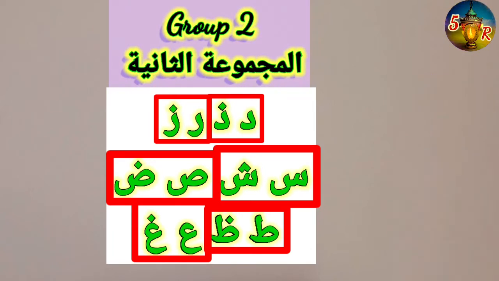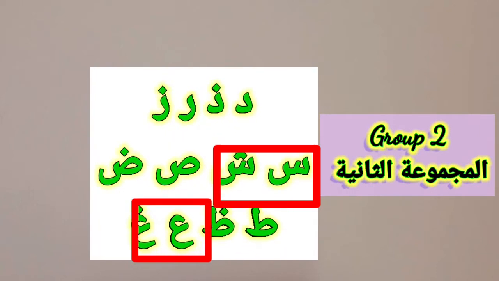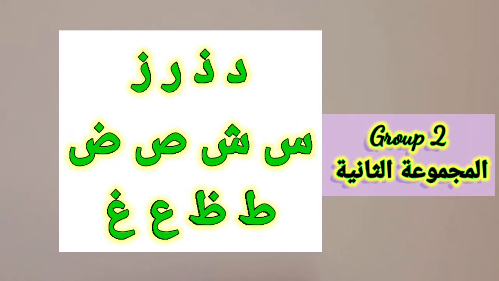And let's read them quickly before we start just to know how to say each letter. دال ذال راء زين سين شين صاد ضاد طاء ظاء عين غين.